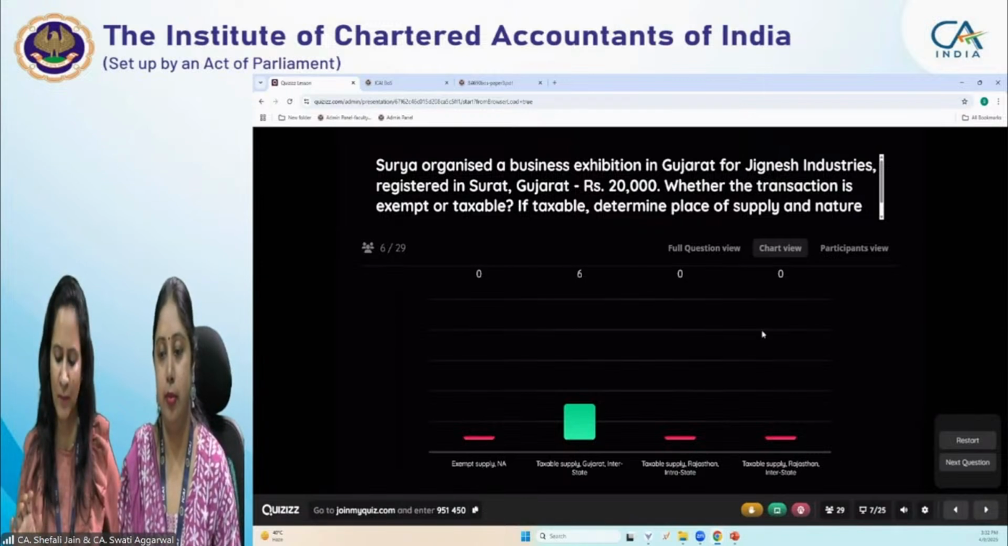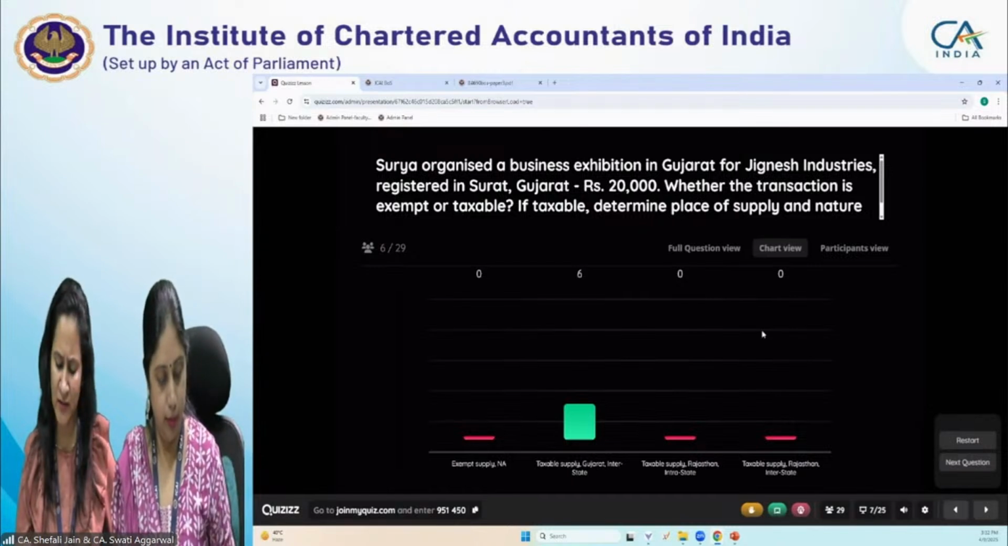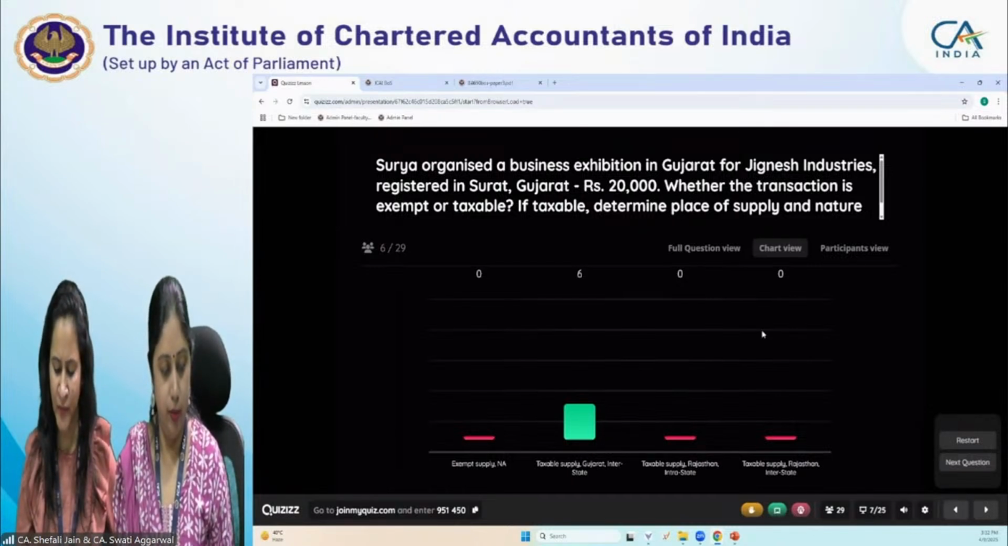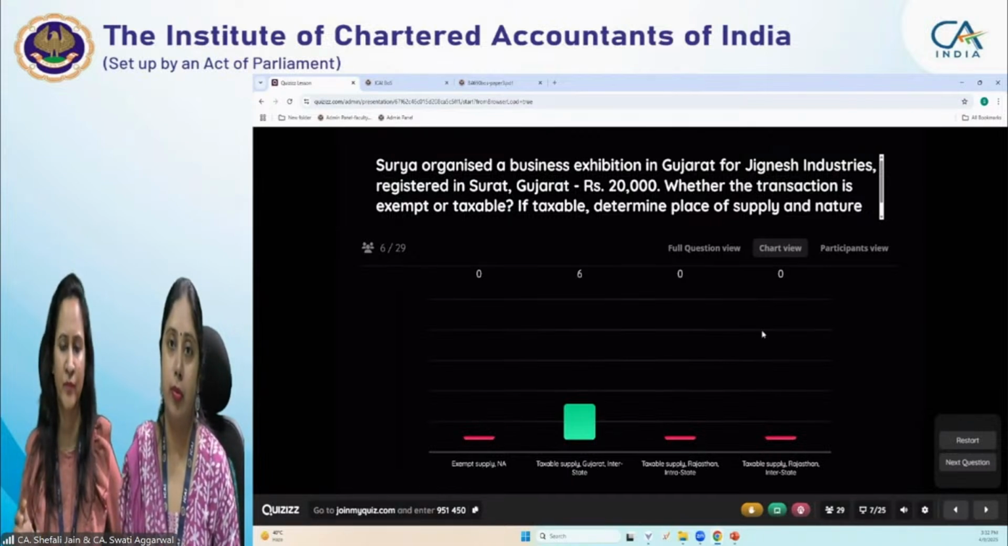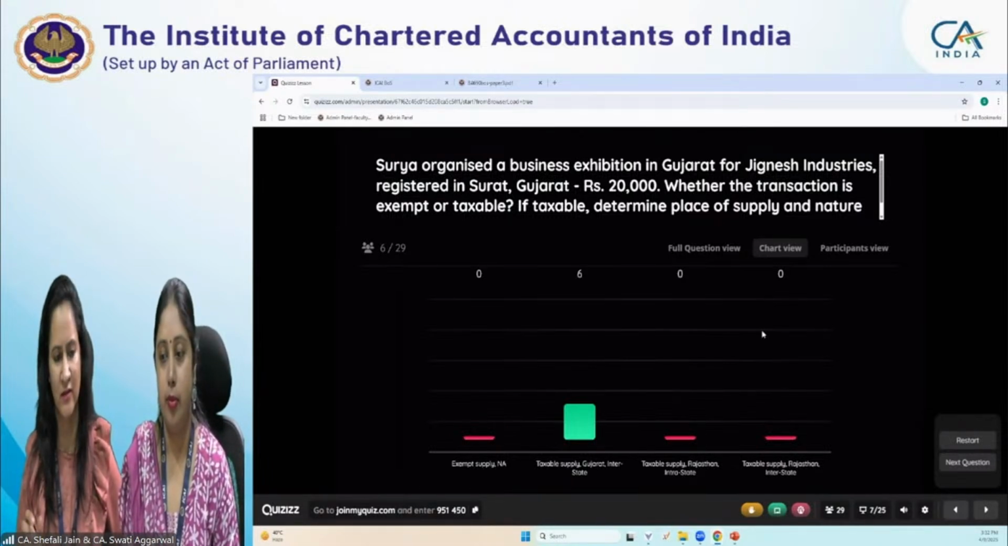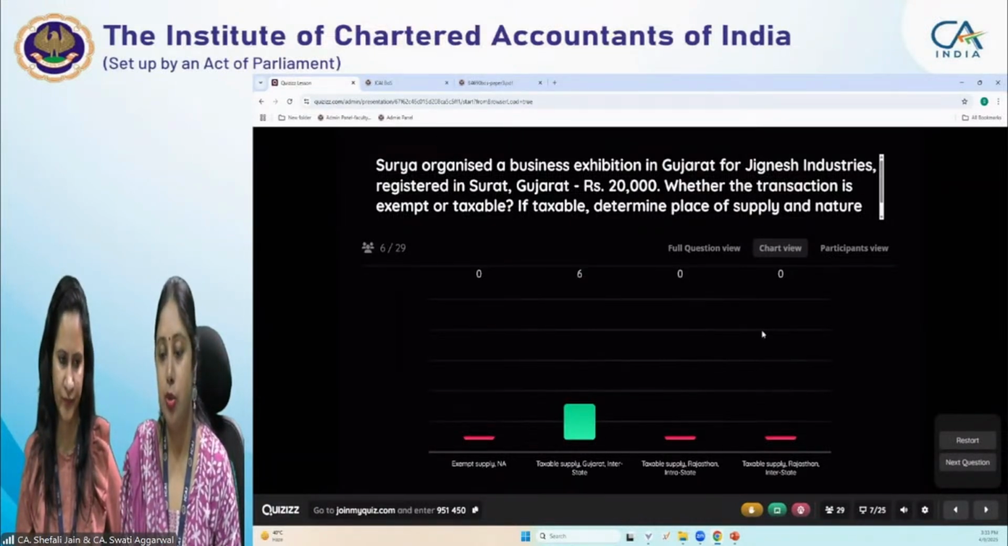Now coming to the place of supply. The place of supply of organization of a cultural, artistic, sporting, scientific, and entertainment event, including supply in relation to an exhibition, to a registered person, is the location of the recipient. So the place of supply in this case is Gujarat. That is the location of Jignesh Industries, who is the recipient. So the location of the recipient is the place of supply.